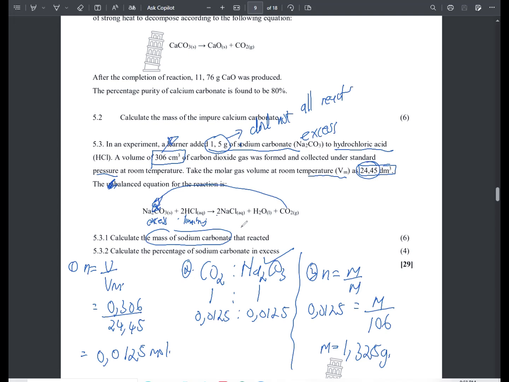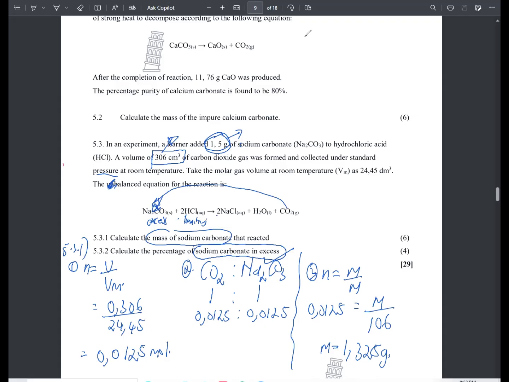So 5.3.2 says, calculate the percentage of sodium carbonate in excess. Now it's revealing that the sodium carbonate all along has been in excess. By reading the statement, we were actually able to catch that. And our calculation is also proving that only 1.325 gram reacted out of the whole 1.5 gram, which tells us that the sodium carbonate has been in excess. So this was 5.3.1. For 5.3.2, only 4 marks. This is what we are going to do now.